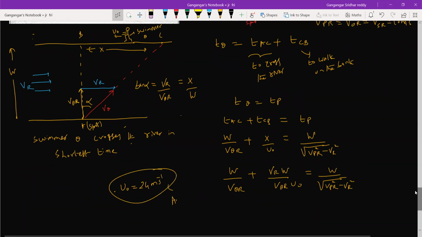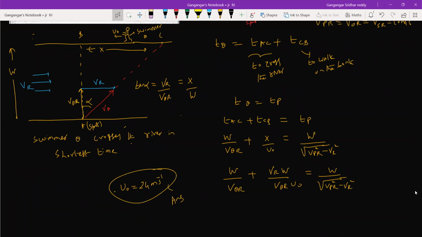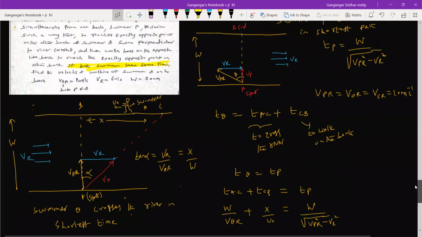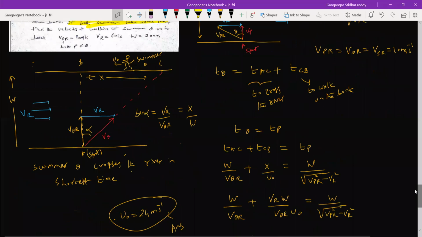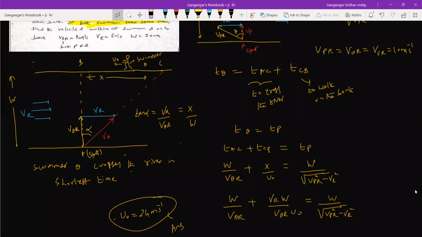I think the interpretation of the sentences is very important here, because everyone knows this formula. There's no problem with all this. So what is the situation? The swimmer P will cross the river in the shortest path. The swimmer Q will cross the river in the shortest time. That's all, and you have to substitute that formula here.